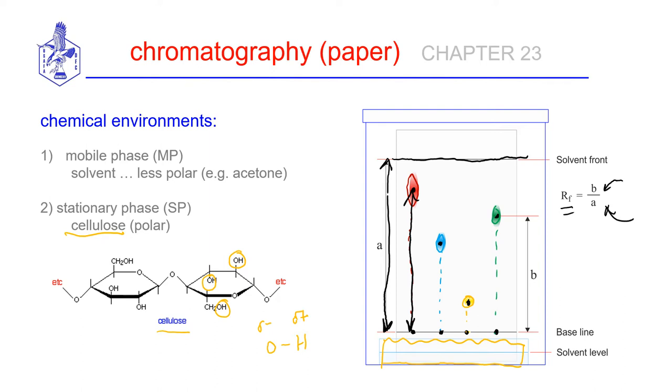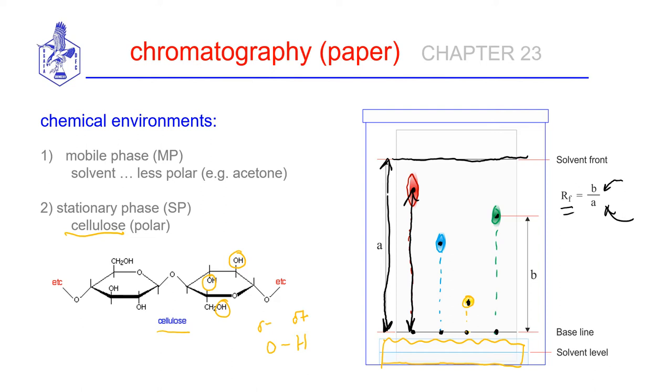A measurement. So the point is, the more my component is like the mobile phase, the longer it will stay in the mobile phase and the further it will move up the paper. The less it's like the mobile phase, the further it's going to stay behind.